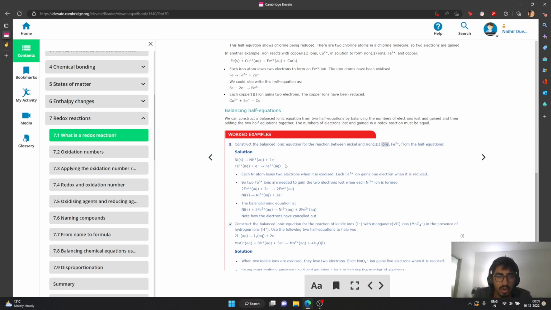So half equations are already given to us. This is the half equation for nickel, and this is the half equation for iron. We can see that nickel has to lose two electrons to form an ion, and iron has to gain an electron to form an altered version of itself, right?